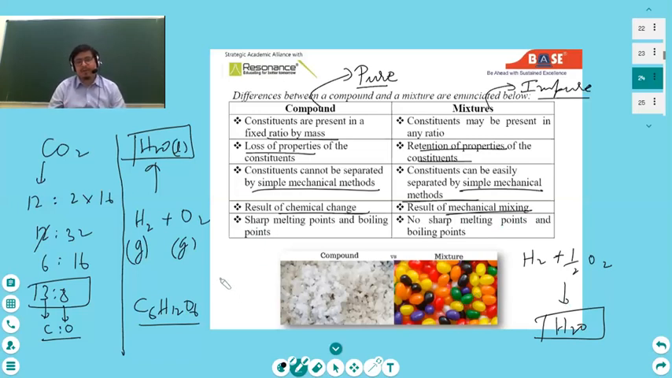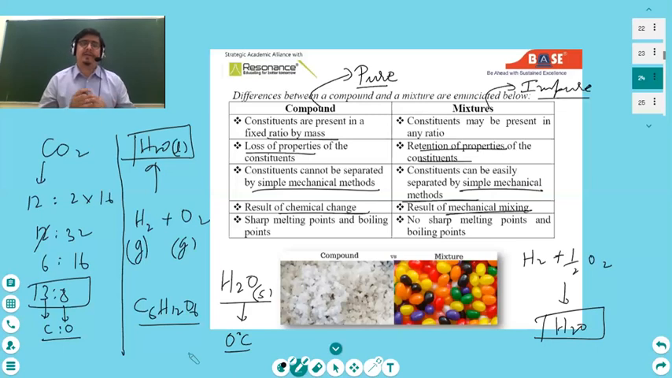And the last point, compounds have sharp melting and boiling points. Suppose I take ice as solid, that is H2O solid. You know that its melting point is 0 degrees Celsius. And water, if I take it as liquid, its boiling point is 100 degrees Celsius. If there is pure water, the boiling point is 100 degrees Celsius. If there is pure ice, its melting point is 0 degrees Celsius.